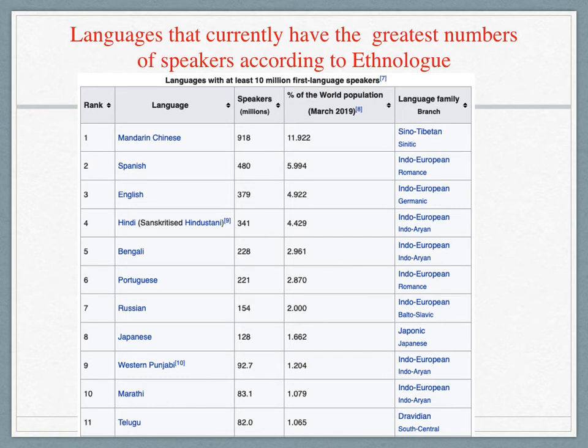So Mandarin is at the top with going on 1 billion speakers. And we also have information from that table about the language family and the percentage of the world population that speaks it. This should be the most recent data that's available. Spanish comes in second, and we know of many, many countries where Spanish is the native language. And English is third. So English is doing well.